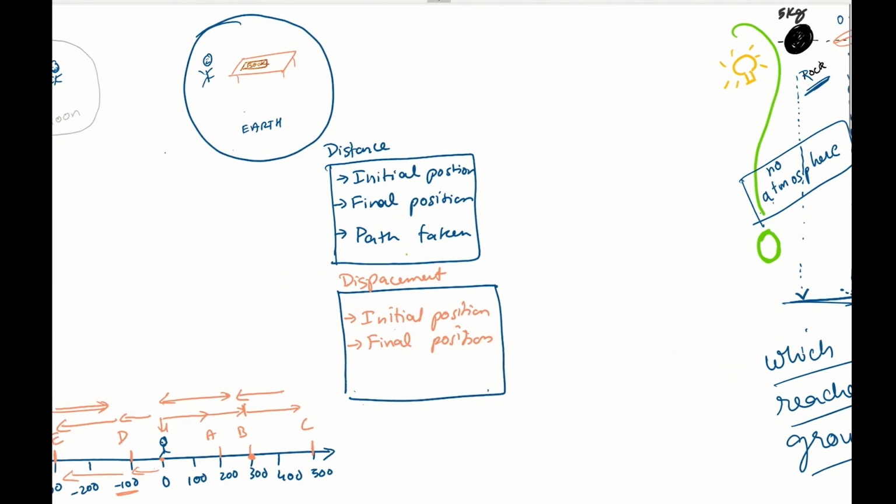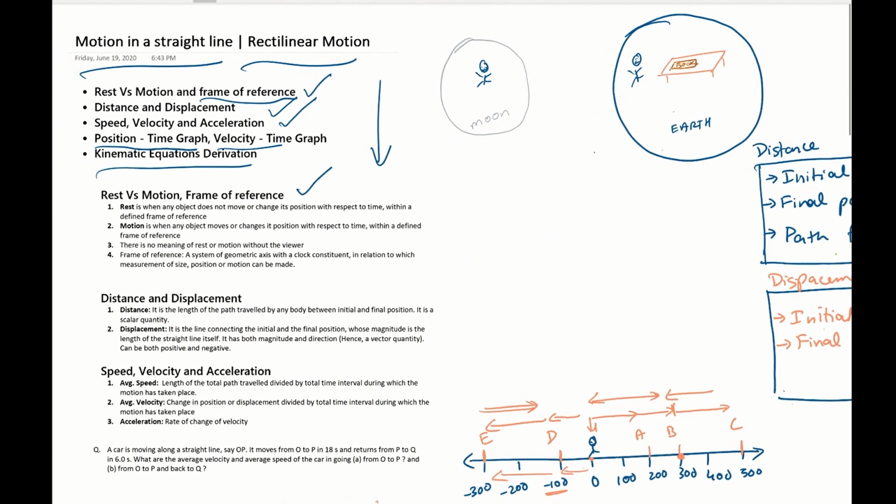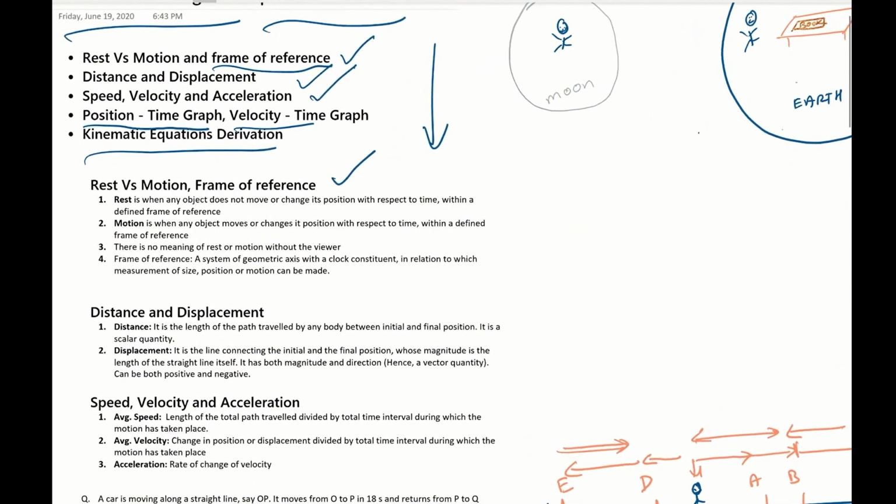All right. Now let us start by understanding what we mean by rest and motion, and why it is important to define a frame of reference. Rest is generally defined as when any object does not move or change its position with respect to time, meaning it is stationary. Similarly, opposite to that, motion is when any object moves or changes its position with respect to time. Now you can see I have written down that you need to specify this within a defined frame of reference.